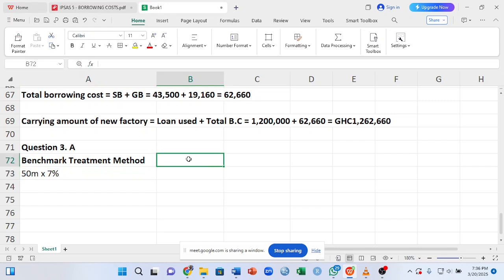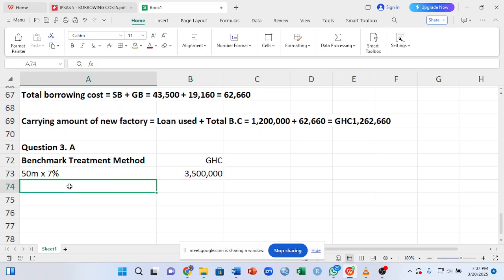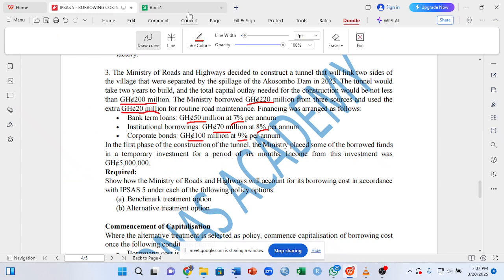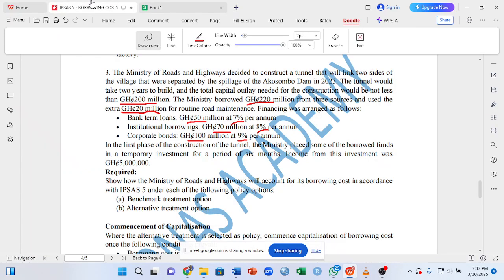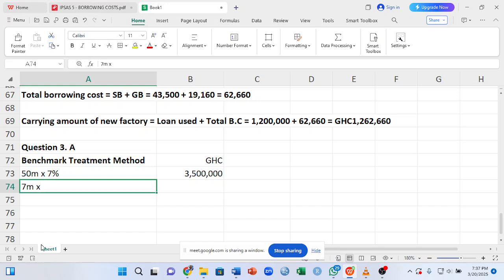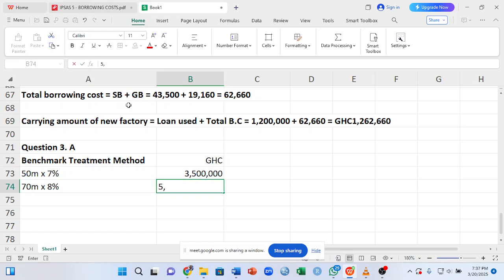Then we bring our answer here. 3,500,000. Am I right? Yes, please, 3,500,000. Then the second one will be 70 million on 8%. That gives 5,600,000.